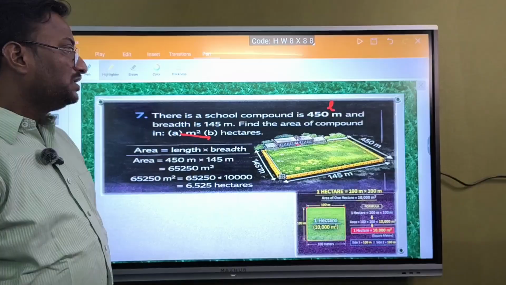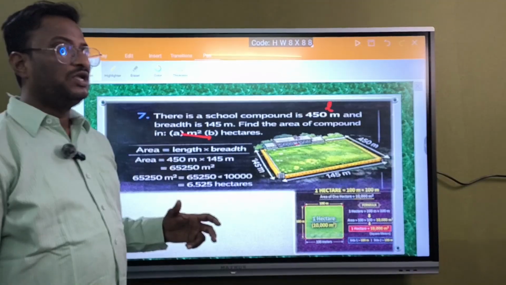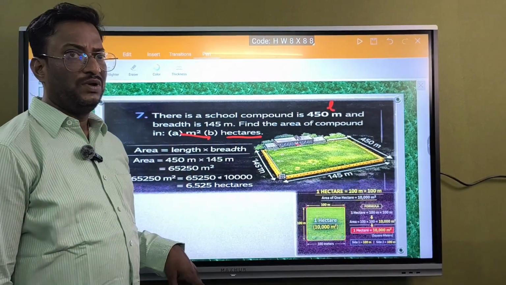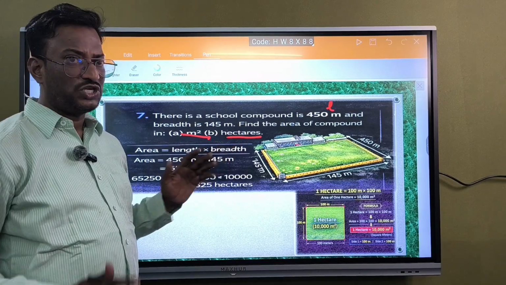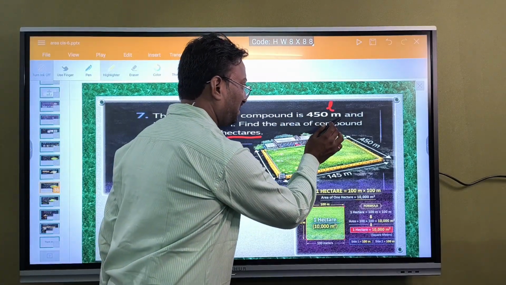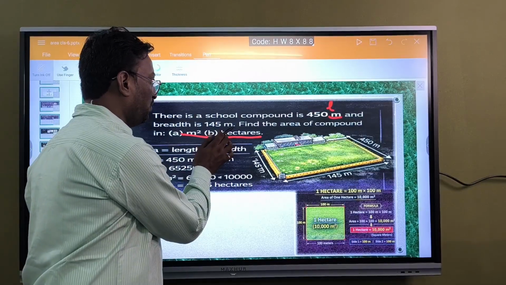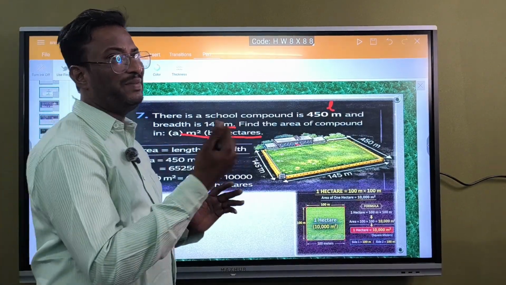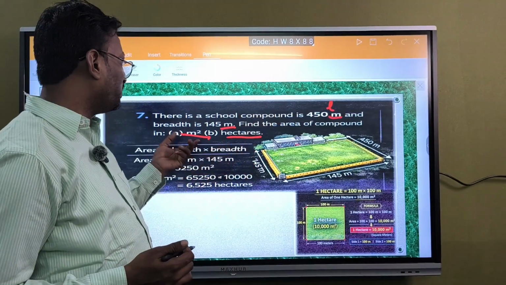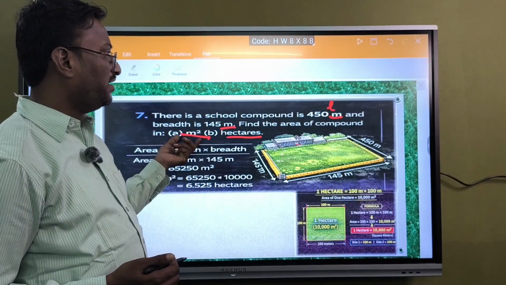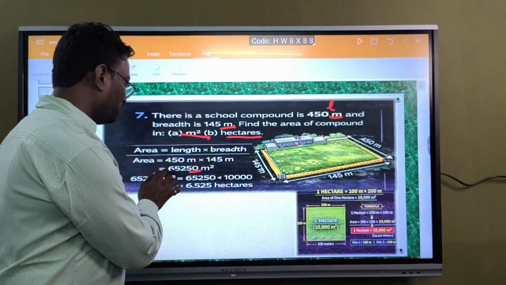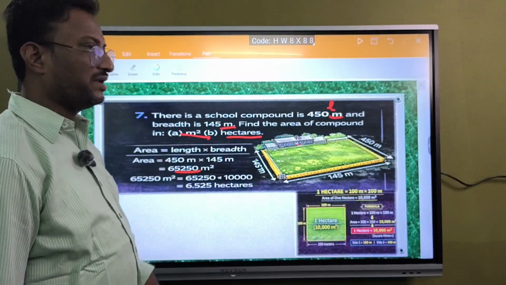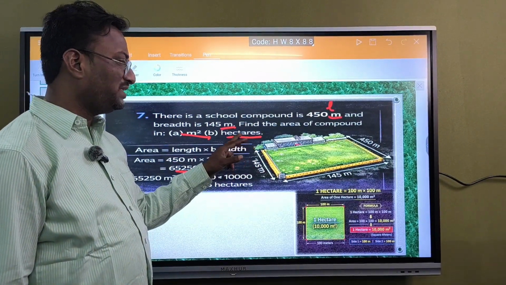See children, if you get this kind of problem, in order to find in meter square and hectares, see in the question what he has given. He has given meters, right? Here it is meter and here also meter. First you try it in meter square, because you are going to get one answer directly. 450 into 145, you will get around 65250. You got it in meter square. Then you have to find in hectares.